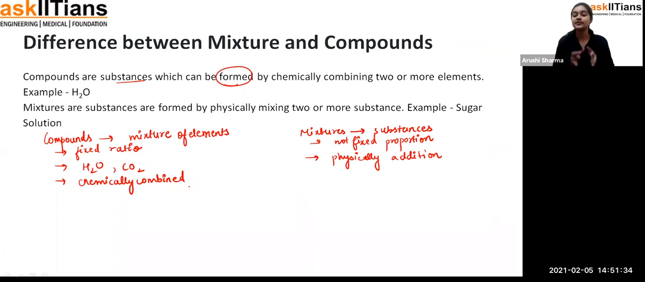So in a mixture, there is no fixed proportion, but in a compound there is a fixed proportion, and they are chemically combined. In a mixture, they are physically combined. That's why we are able to separate them out to some level. For example, sugar solution, salt solution, and even sand and water, like we have already discussed all such things. So that's how, students, we are able to separate them out. Fine.